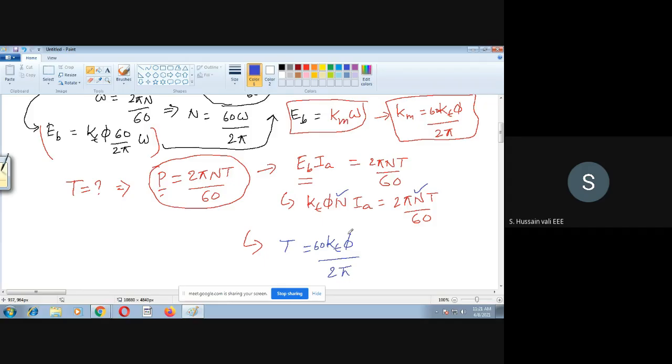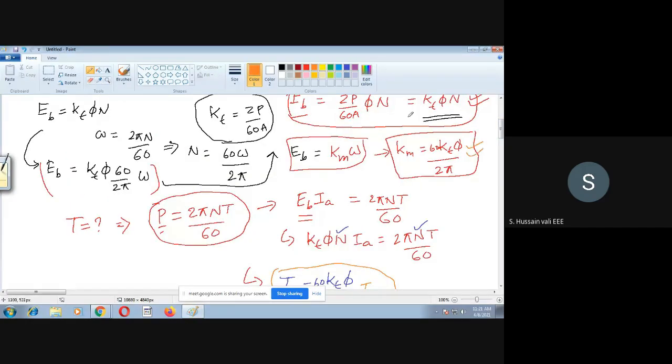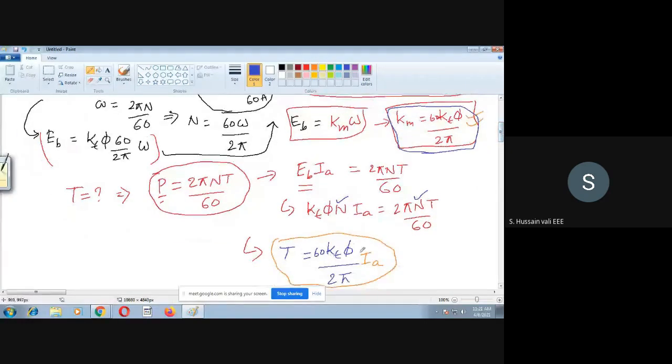So the n's will get cancelled, and that is equal to torque. Now you multiply with armature current, you should not forget that thing. So armature current IA. This is the equation you got for the torque. Now this equation we can simplify further. What is Km from this equation? Km is 60 KT phi by 2 pi. So the same thing is here, so I can write it like this: T is equal to Km into Ia. This is the equation you will get.